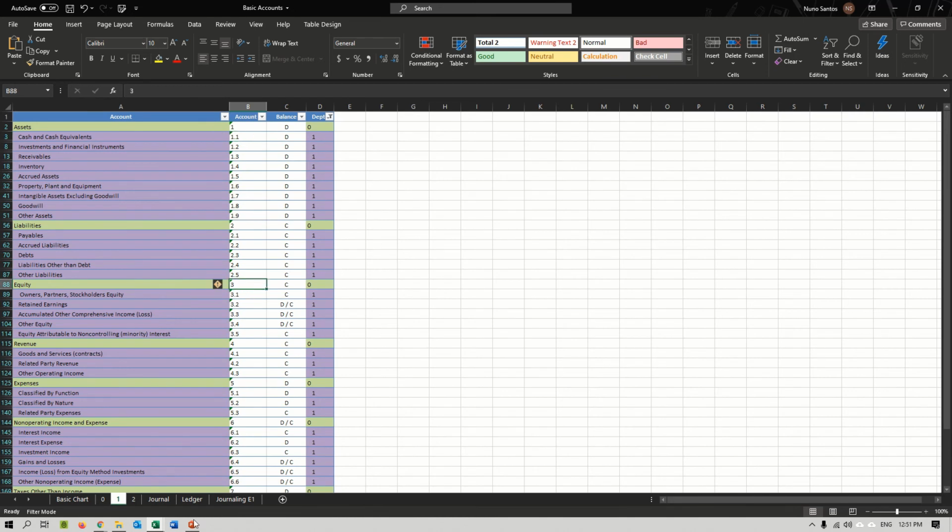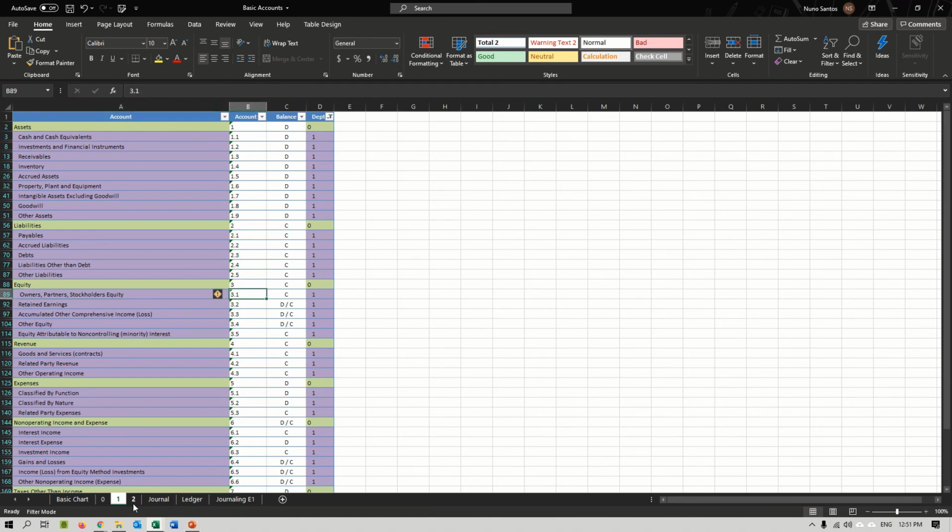So I find my 3, here you go, and now the question is, which one of these do I have to use? Is this something related to owners, partners, or stockholders? Is this something related to retained earnings, accumulated other comprehensive income, other equity, or equity attributable to non-controlling minority interests? In this case, it will be related to the owner, so for sure it will be 3.1.